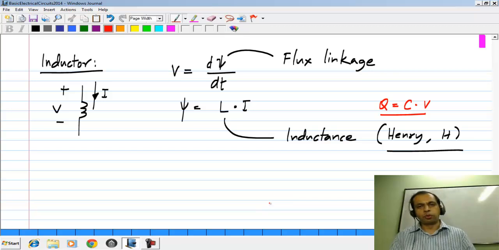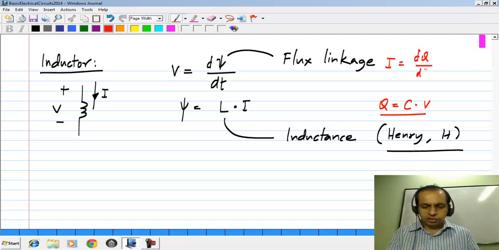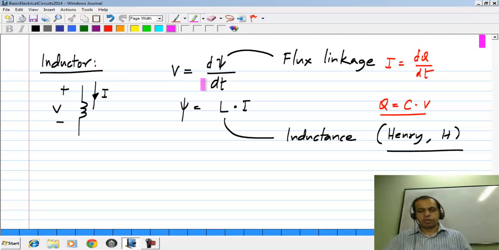Now you can see that this relationship is analogous to charge being proportional to voltage. Here the flux linkage is proportional to current, and the current was the rate of change of charge, whereas the voltage is the rate of change of flux linkage. Okay. So you can make this kind of analogy between quantities in a capacitor and in an inductor, but this flux linkage is a little more abstract quantity than a charge, and I won't go into the details of it. But from the geometry of the inductor and the current flowing in the inductor, you can find the flux linkage.